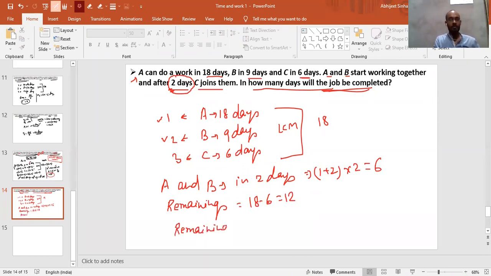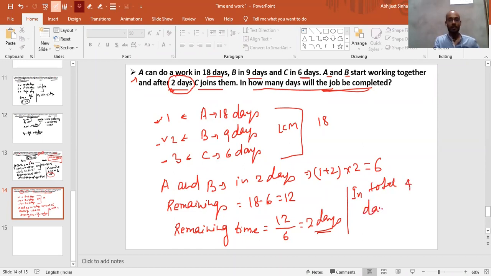And for that remaining work, all of A, B, and C are working together. So the remaining time is nothing but the remaining work, which is 12, divided by the per day efficiency, which is 3 plus 2 plus 1, because all are working together. So this is nothing but 6, that is equal to 2 days. So if for the remaining they will take 2 days, that means in total they will take 4 days. Right? I hope this is clear to you.